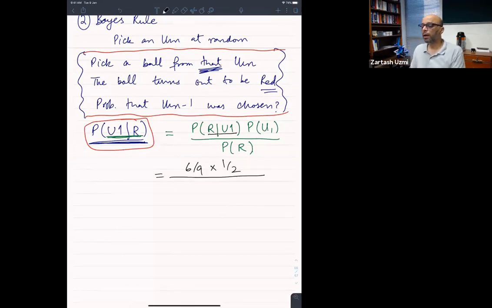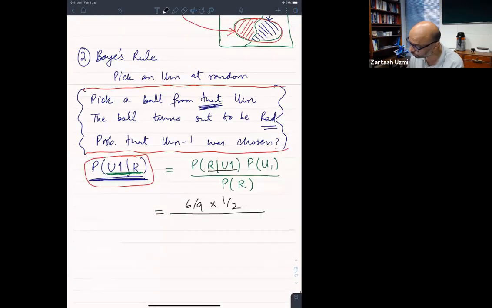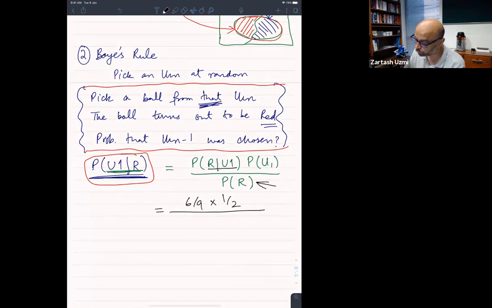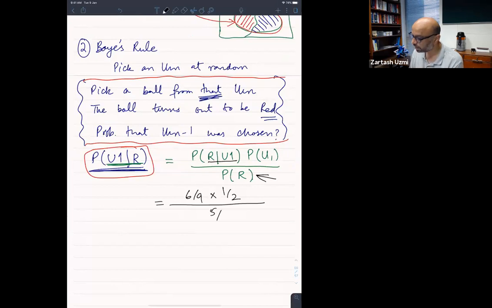Now, where does this probability of R come from? We have already calculated the probability of R. It is entirely possible that the partitions part is not asked, and we directly ask you the question pertaining to the Bayes rule. Then you will still need to calculate this probability of R by doing these partitions, because down here you have to calculate the probability of R, which we already calculated here as 5/9.